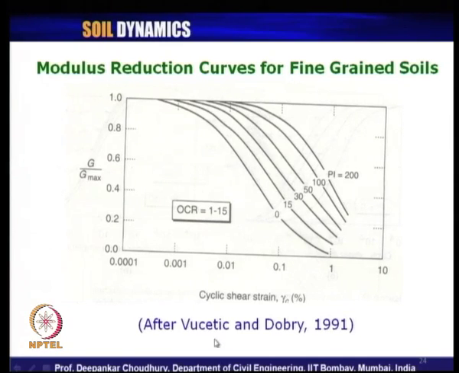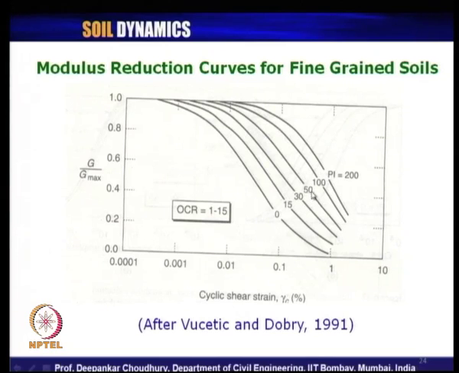This is also proposed by Vucetich and Dobry in 1991. Modulus reduction curve means G by G max in the y axis and the x axis is log scale of the cyclic shear strain which is applied to the sample. So, these are lab test results. Obviously, as we know, the curve should start at G by G max of 1 at very low strain level and then with increase in strain they will keep on decreasing. So, the trend is known now to us.